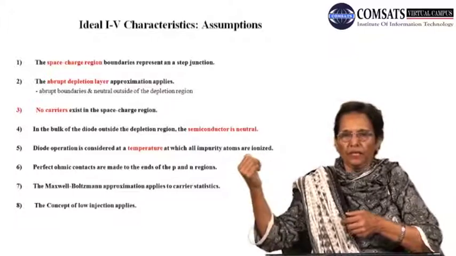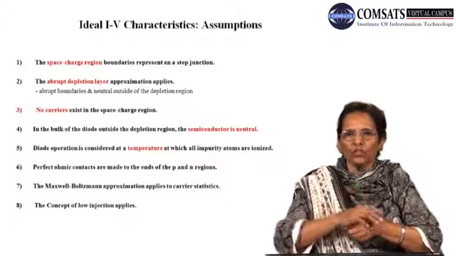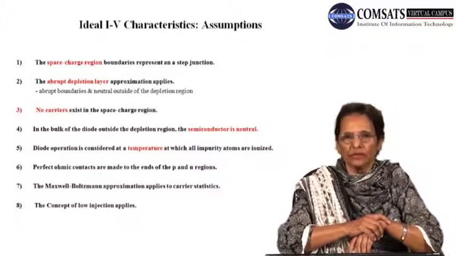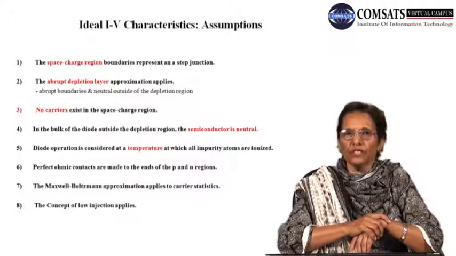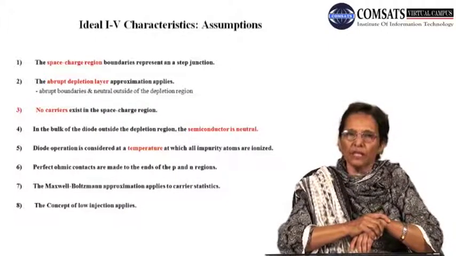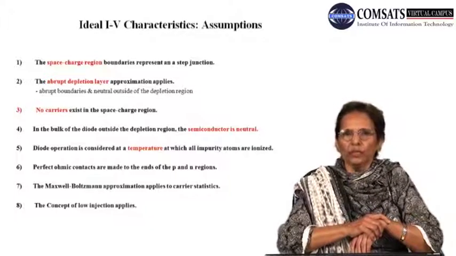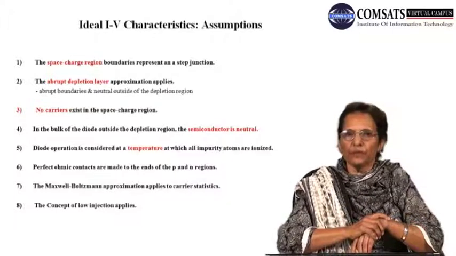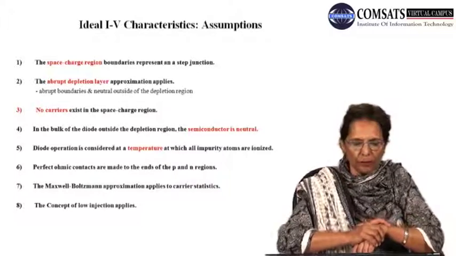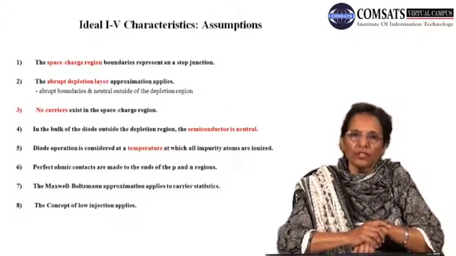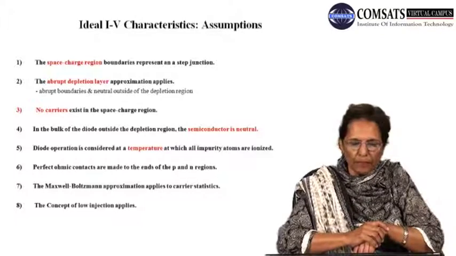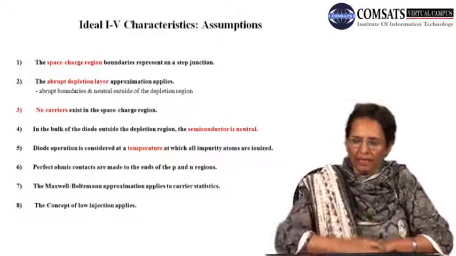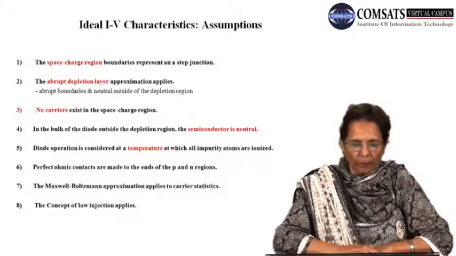Similarly, on the P side of the interface, every hole is obtained from an acceptor atom, and hence the acceptor atom becomes a negatively charged ion. Therefore, the free hole concentration in the P-type region is almost equal to the ionized acceptor impurity. Therefore, the P-type region is electrically neutral. Thus, point number 4 reads: in the bulk of the diode outside the depletion region, that is on the N side and on the P side, there is electrostatic neutrality.